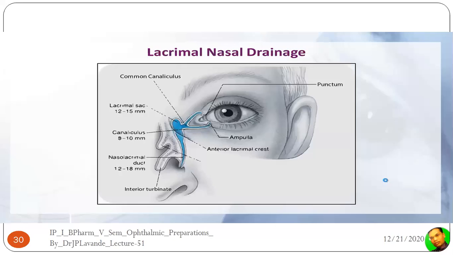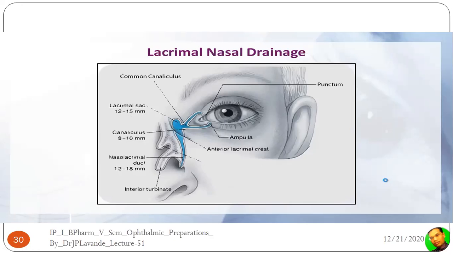So this is the pictorial representation where you can see how the lacrimal drainage will occur. You can see there is an eye, and just at the corner of the eye you will find some openings called the punctum, and then there is a common canaliculi. This is the anterior, and these two come from the top and the bottom. They unite at a place called the common canaliculi. There is a lacrimal sac, which is responsible for generation of the lacrimal fluid. The lacrimal sac is 12 to 15 millimeter, and the canaliculus is 8 to 10 millimeter.